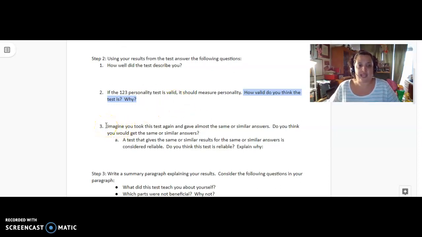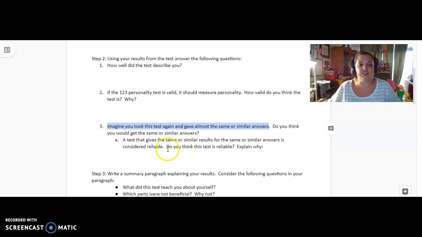Okay, number 3. Number 3 asks you to imagine you took the test again and gave almost the same or similar answers. I am not asking you to take the test again, just once. But if you were going to take it again, the question is, if you gave all those answers that you gave before, do you feel like this test would give you the same results again? Do you have any doubts about that? If you're thinking, no, I think it would pretty much give me the same, that makes the test reliable.